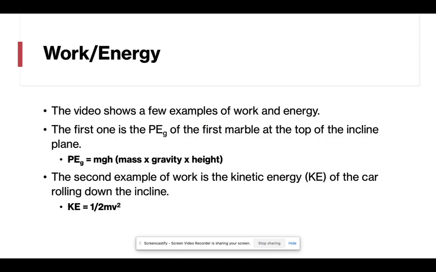My work and energy examples in this video are the potential energy of gravity, which we find by multiplying the mass times the acceleration of gravity times the height. My second example is kinetic energy of the car rolling down the second inclined plane. We find this with the equation K equals 1/2 times mass times velocity squared.